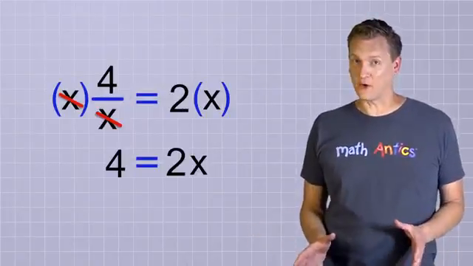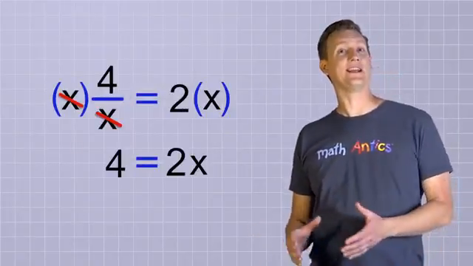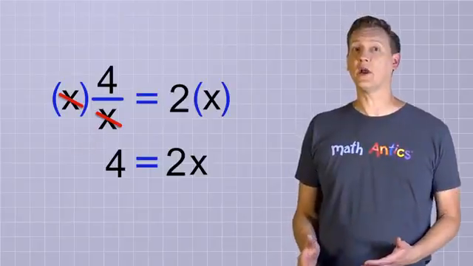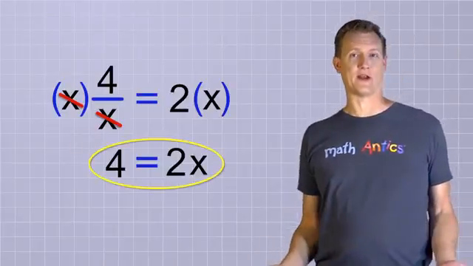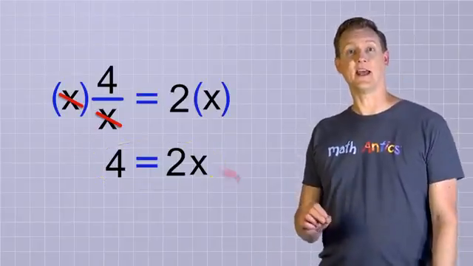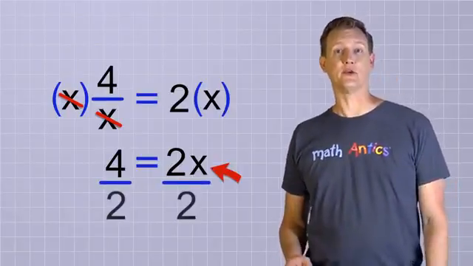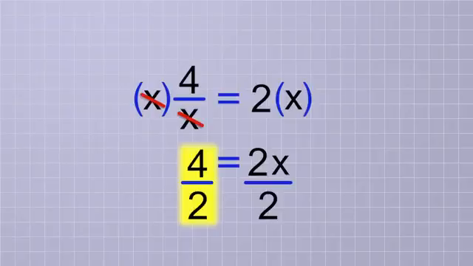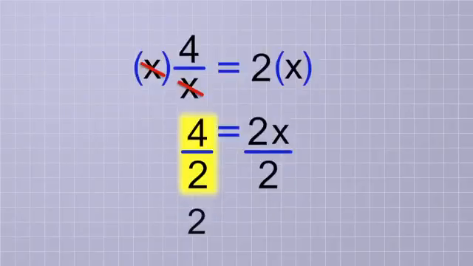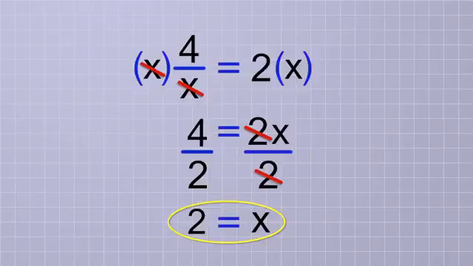True, that didn't solve the equation, but it did get rid of the tricky x on the bottom, and it changed our equation into a problem that we already know how to solve. Now, to get the x all by itself, we just need to divide both sides of the equation by 2. On the first side, we have 4 divided by 2, which is 2. And on the other side, the 2 over 2 cancels, and we're left with just x. So now we know that x equals 2.